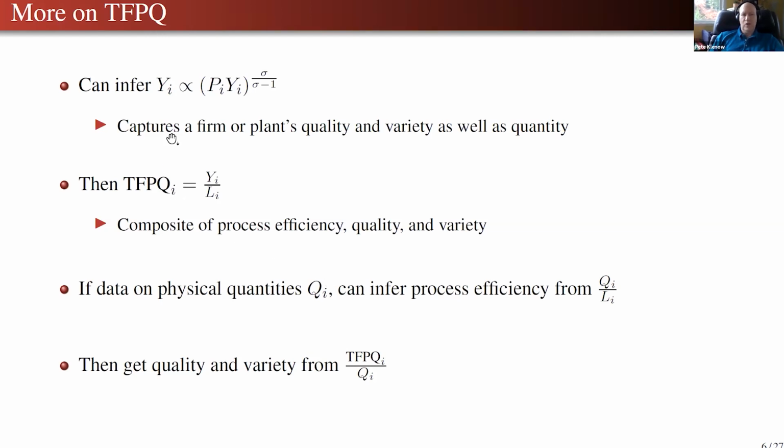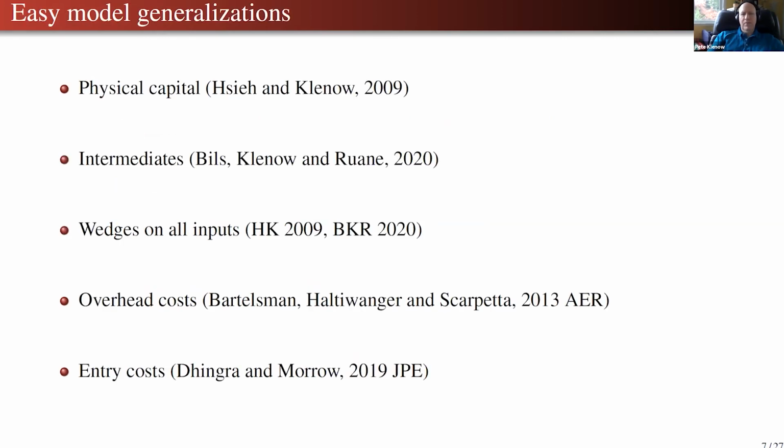If you don't have unit prices, you can just back out something proportional to output this way, and get this broad measure of TFPQ. If you do have physical quantities on top of that, then you can back out process efficiency and something about effective quality separately, which can be useful. Okay, I took the simplest possible model, but there are a lot of different directions you could go, that people have already gone, that are easy to generalize this.